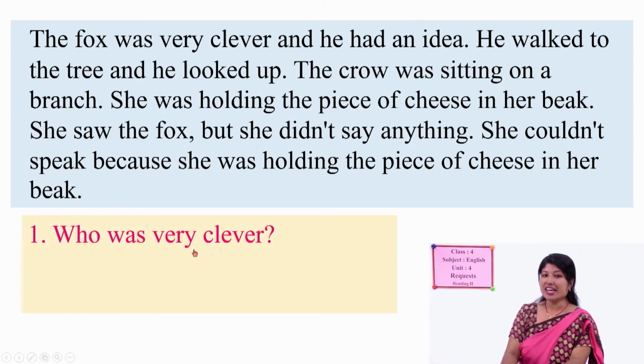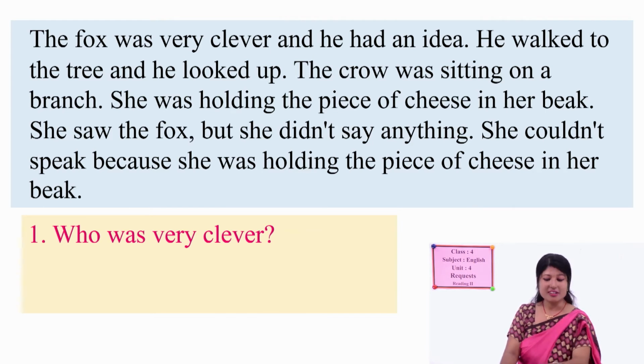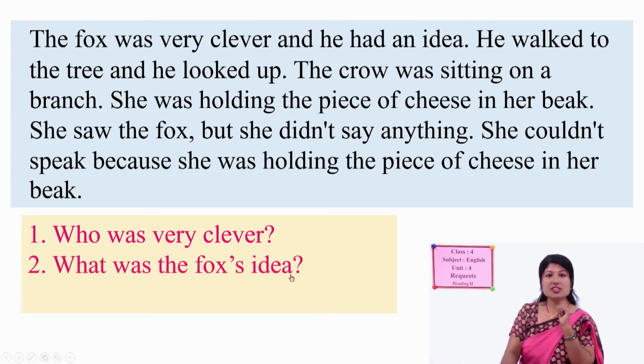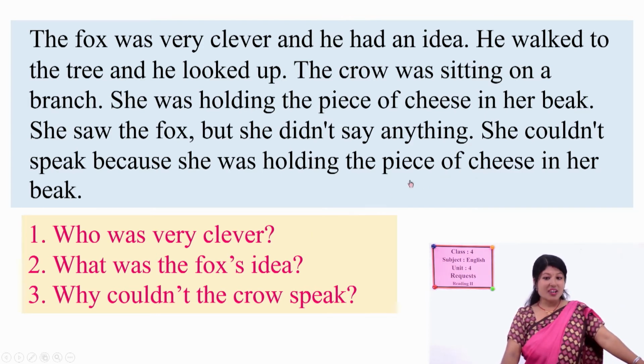Who was very clever? The fox. Yes, the fox was very clever. What was the fox's idea? The idea still needs to be implemented. Here the fox hasn't shared the idea yet, right? Okay, then why couldn't the crow speak? Oh yes, because there was a piece of cheese in her beak.